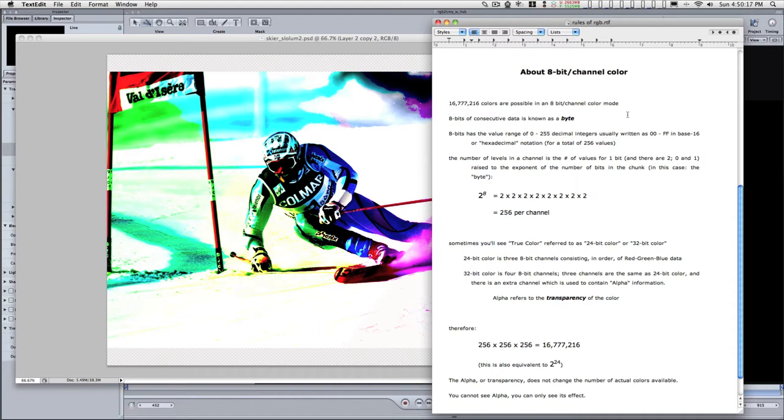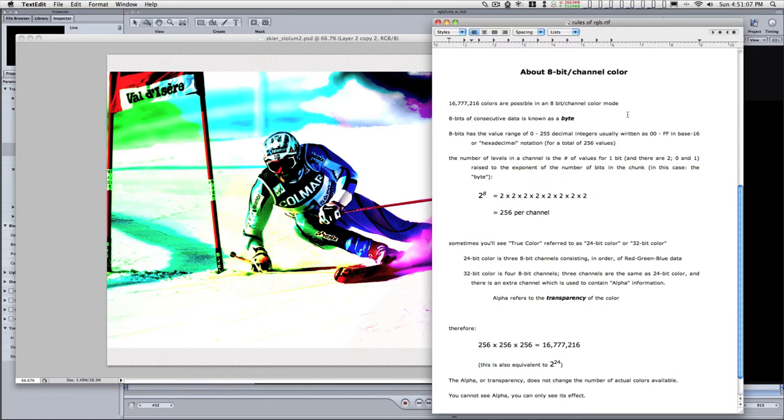The number of levels in a channel is the number of values for the bits. All right, one bit has a possible value of 0 and 1, so there are two values, and if you raise that to the exponent of the number of bits, that's how many values are available. So we have 2 to the 8th, which is 2 times 2 times 2 times 2, etc., and that comes to 256 values per channel.